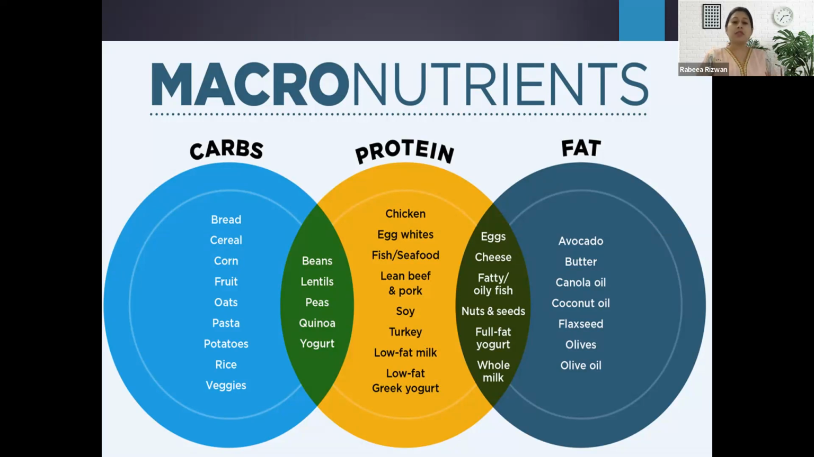Now, from which sources are we getting carbohydrates, proteins, and fat? We are getting carbohydrates from our daily diet, like bread, cereals, corn, oats, pasta, rice, potatoes. And proteins, for example, from meat, egg white, fish, beef, red meat, and yogurt. Yogurt is a good source. It has a lot of minerals and proteins, carbs, fats, vitamins as well. And the fat sources are coming from butter, avocado, oil sources like coconut oil, canola oil, flax seeds, olives, olive oil.